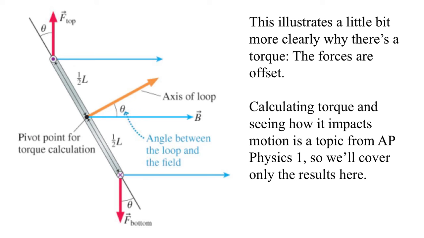This illustrates a little more clearly why there's a torque. The forces are offset. There's a force pushing up this way, and a force pulling down this way, but they're pivoting around this point. Calculating the torque and how it impacts motion is a topic from AP1, or earlier in APC, so we'll cover the results here, and we hope that you remember them.